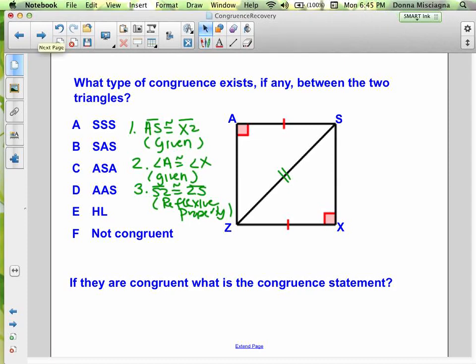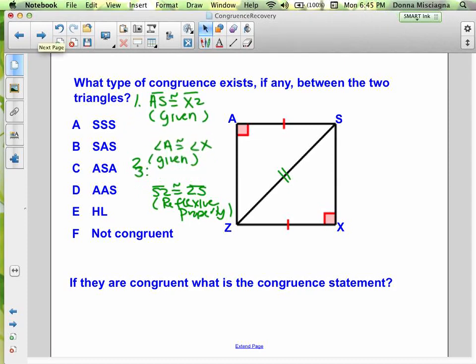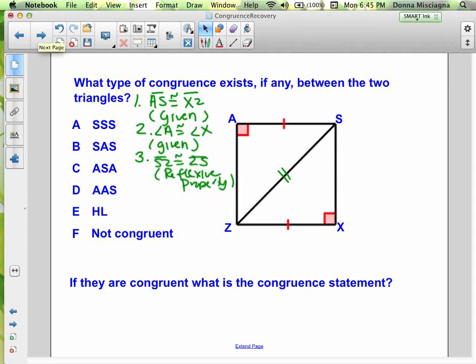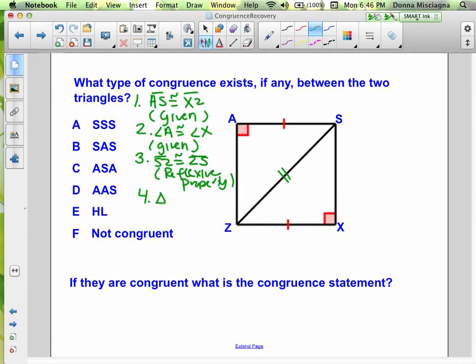Now, is that enough to prove our triangles congruent? It is, but before we can prove our triangles congruent, in this situation, we do need to say one more thing. The triangles can be proved congruent based on this information. But before I say anything else about the type of congruence, I do need to make one statement, and that is I need to state that triangle SAZ and triangle ZXS, I'm going to write it so my Z's don't look like 2's, ZXS, I'll do that everywhere, there we go, are right triangles.